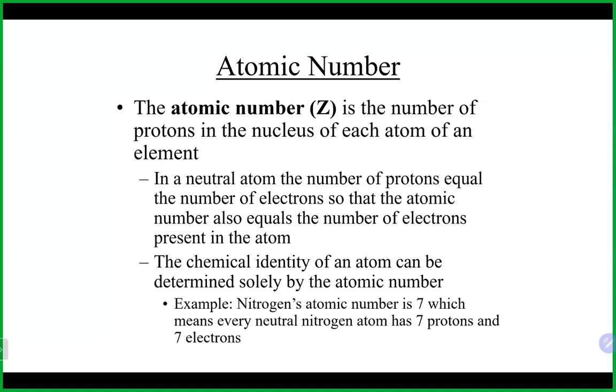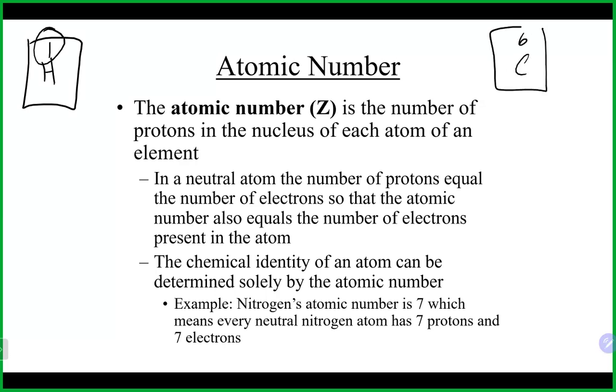The chemical identity of an atom can be determined solely by the atomic number. The atomic number can be found on the periodic table. It is the number above the symbol. So the number above the symbol is the atomic number. If you look at the periodic table, either the one in front of us or the one to the side, does any of the numbers up on top repeat? They are all different. So every element has its own unique atomic number.